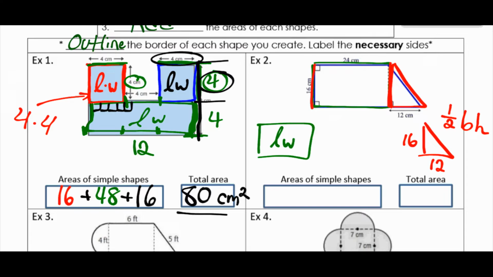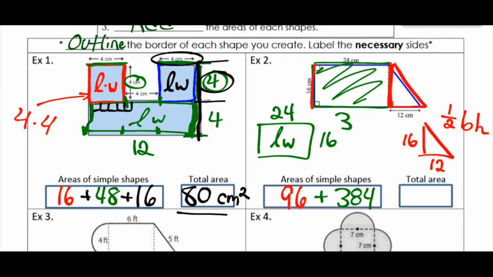So I can do 1/2 of the base times height. That would give me 96. The rectangle has a length of 16 and a width of 24. So I'm going to multiply the length and width together and get that that's a total of 384. The rectangle and triangle put together, 96 plus 384, is 480 centimeters squared.